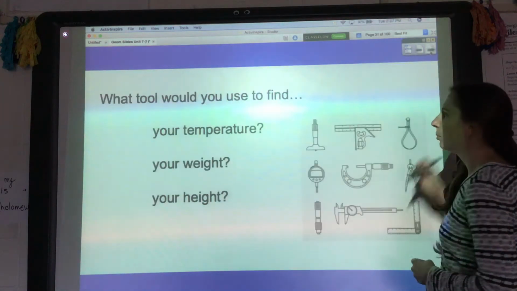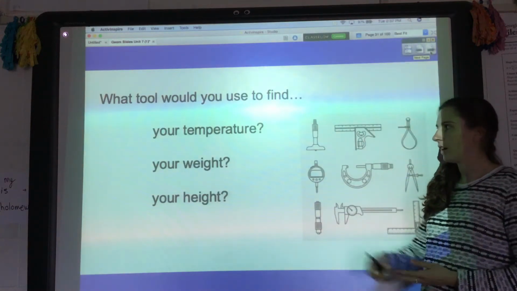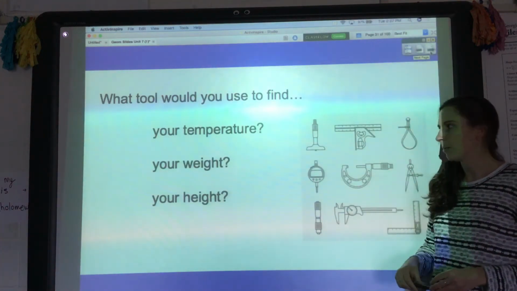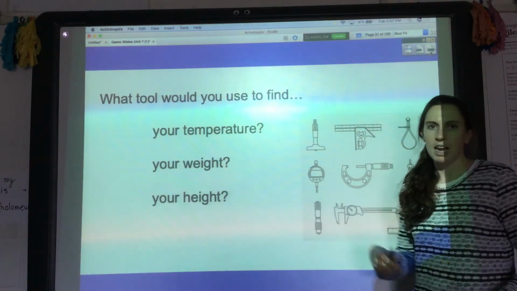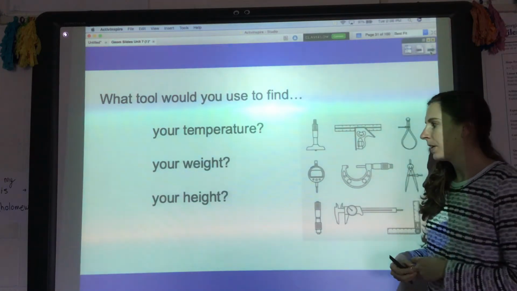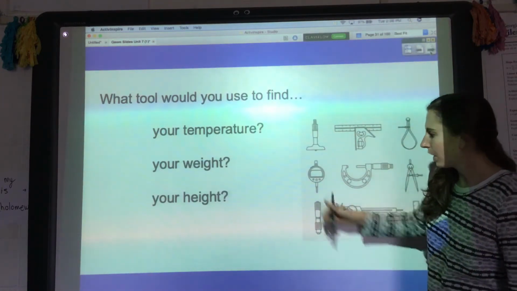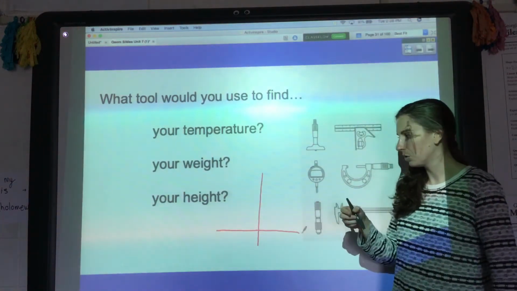I just wanted to point out, we use a lot of tools in our lives. For example, if I wanted to find my temperature, I could use a thermometer, or to find my weight, I could use a scale, or to find my height, I could use a lot of things like a tape measure or a ruler or a yardstick. However, a coordinate grid is helpful because I don't have to use tools like that.